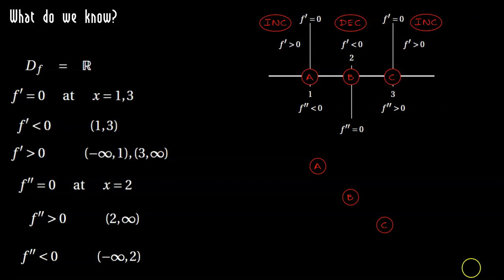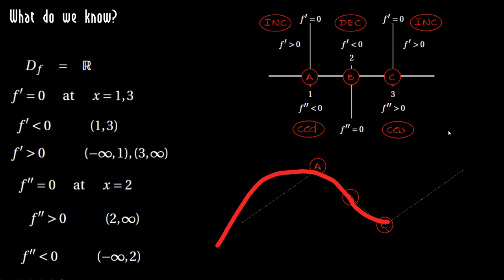So let me do a quick sketch of what that might look like. Just up, down, up. Now, the second derivative tells me about curviness. Curviness is how I'm going to connect these dots. If the second derivative is negative, we have concave down. And if the second derivative is positive, we have concave up. Concave down means it opens down, and concave up means it opens up.